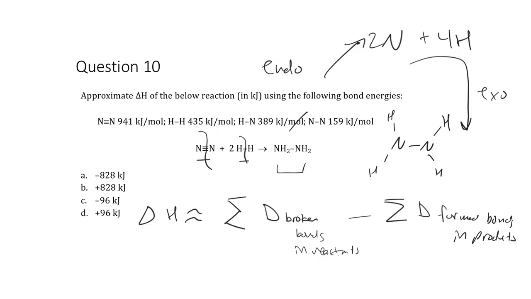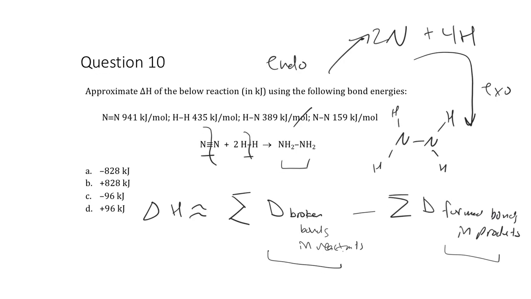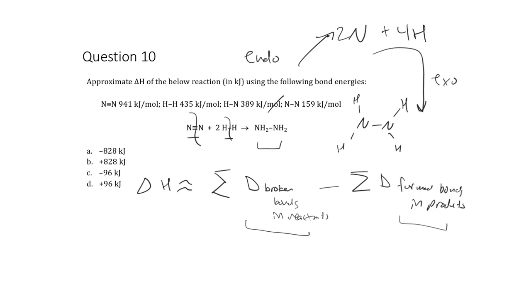So if we break weak bonds and form strong bonds, we have a negative delta H. And if we break strong bonds and form very weak bonds, we usually have a positive delta H, that's endothermic overall for the reaction. So it gives us a sense that exothermic reactions tend to form stronger bonds than they start with. Endothermic reactions tend to form weaker bonds as they take place.